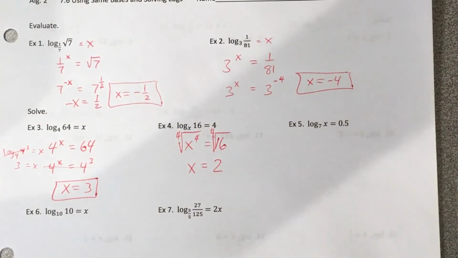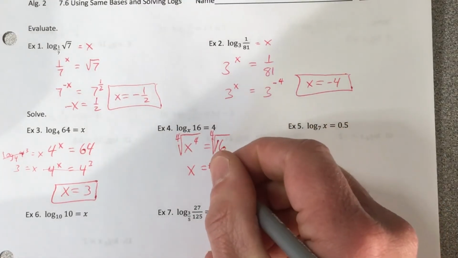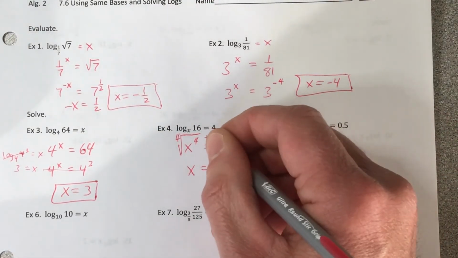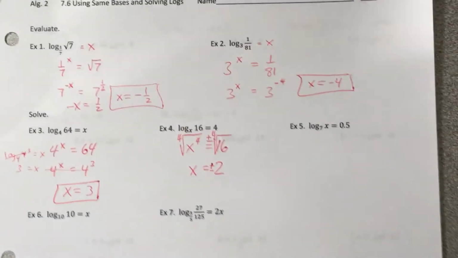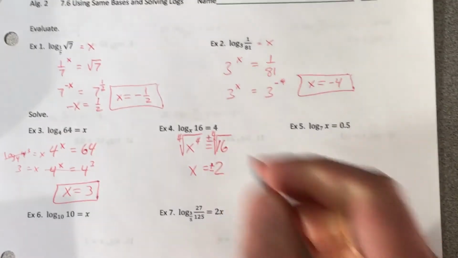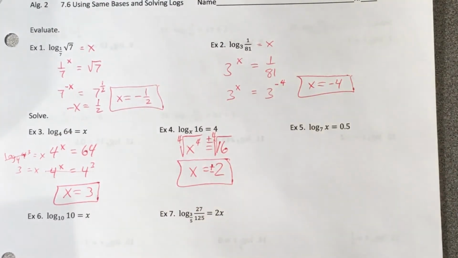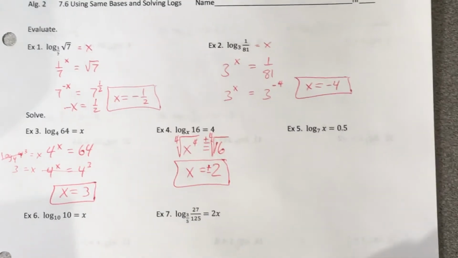Now, if you're paying attention, you might realize that this is not the whole story. I just took an even root, didn't I? And when you take an even root to undo an even exponent, you're actually going to get 2 possible answers. So it's plus or minus 2. So you just got to be on your toes about stuff like that. All right, let's try another one a little different.